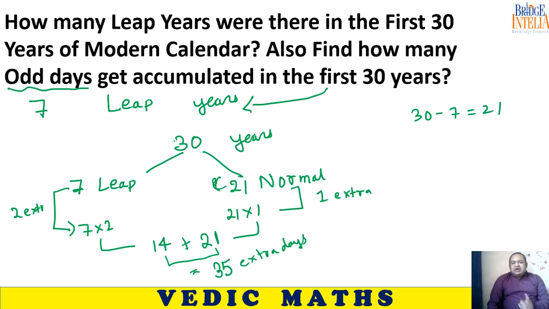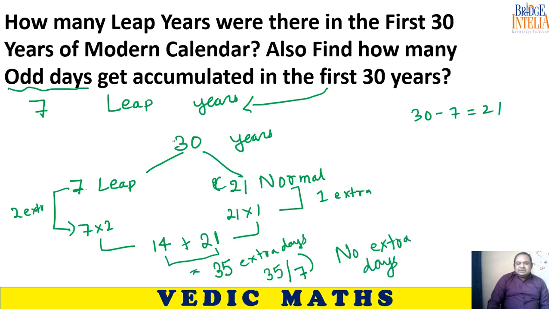So out of 35 extra days, you have to further divide this by 7. So 35 is completely divisible by 7. So I would say no extra day, or 0 extra days.